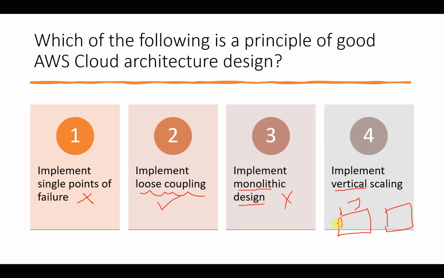The reason is that with vertical scaling we have a single point of failure. If something goes wrong with this machine, whether it is 16 GB of RAM or 100 GB of RAM, it doesn't matter, it will go down. When we have two machines, if one goes down, the second will always be up, right? So that's why it's not good architecture, and this is also wrong. So we will go with implement loose coupling here. Let's see the next question now.